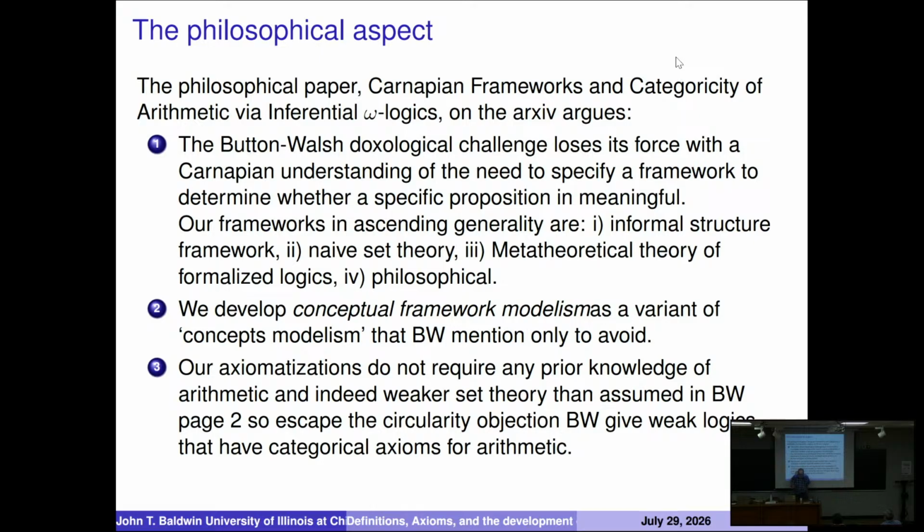And I'm going to give a description of this conceptual framework, modelism, that I've talked a bit about before. I'm going to do some more. And I'm going to discuss the circular argument, which is one of the arguments in Button and Walsh, which is that somehow you can't make this definition without already having assumed arithmetic. And as I've made, I think, pretty clear, I haven't said anything that uses arithmetic, and I want to make that more explicit.